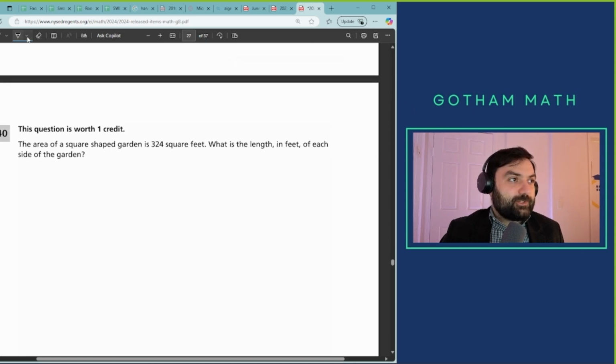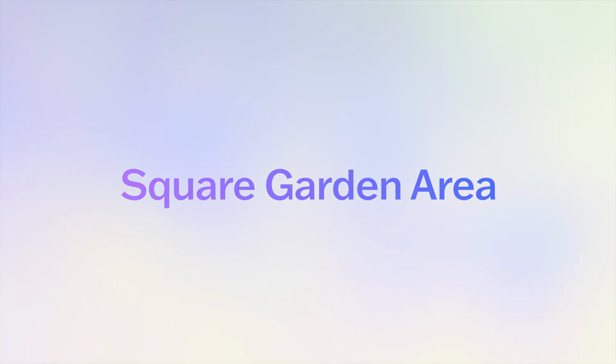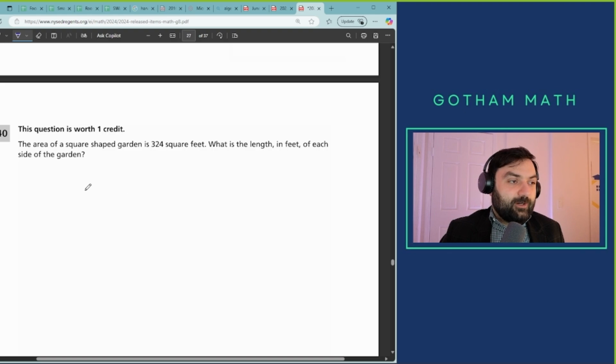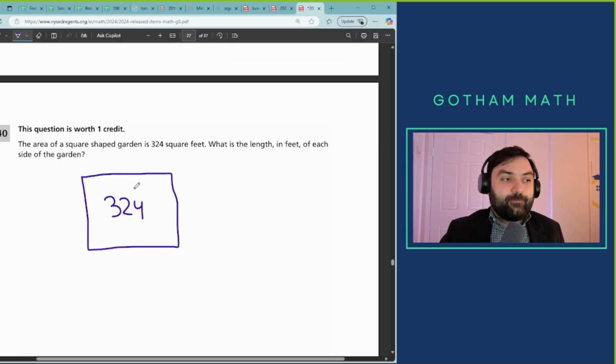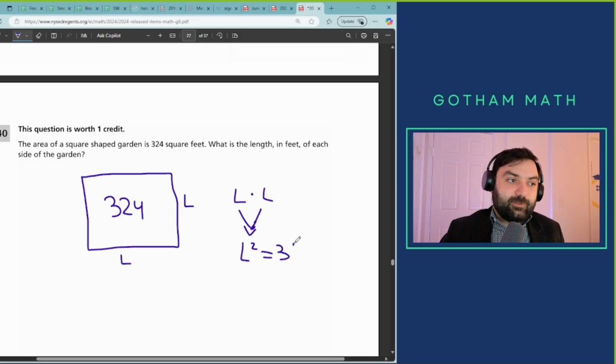It's another geometry question. How many geometry questions are there? No idea. The area of a square-shaped garden is 324 square feet. What is the length in feet of each side of the garden? It means that length times width gave us 324. But in a square, all sides are equal, so length times length, or length squared, equals 324.